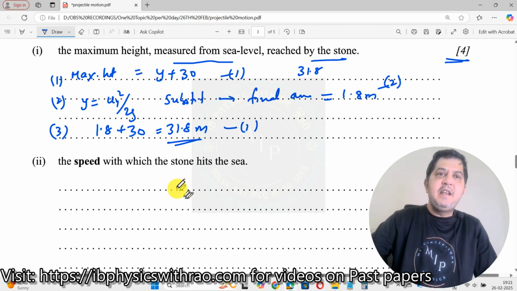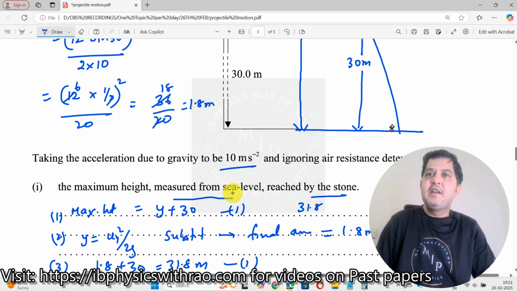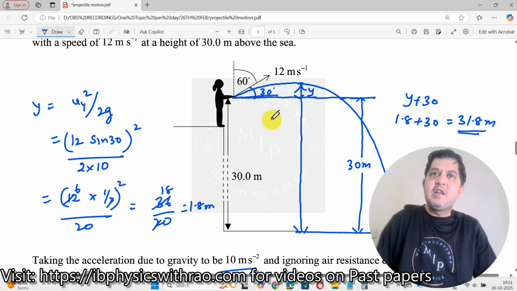Then the speed at which the stone hits the sea. What is the speed at which it hits over here? To this, what you do is, since we already know the total height here.